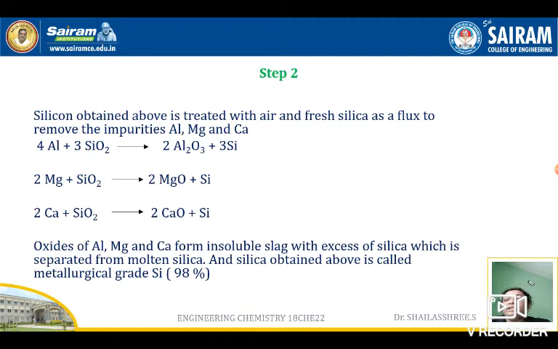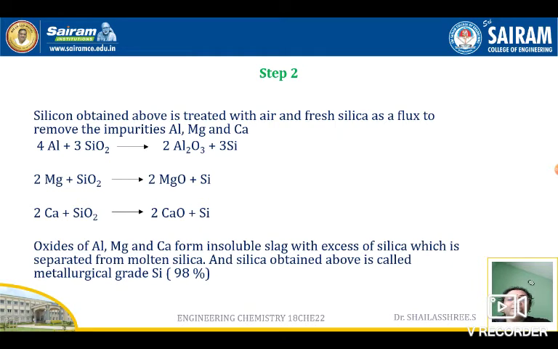If impurities like aluminum, magnesium or calcium are present, they are oxidized to their respective oxides: aluminum to alumina, magnesium to magnesium oxide and calcium to calcium oxide, and they form a slag that can be removed easily. Thus silicon is obtained, and it is poured into molds to get the required shape. This silicon obtained is called metallurgical grade silicon. Till here I think I am clear.